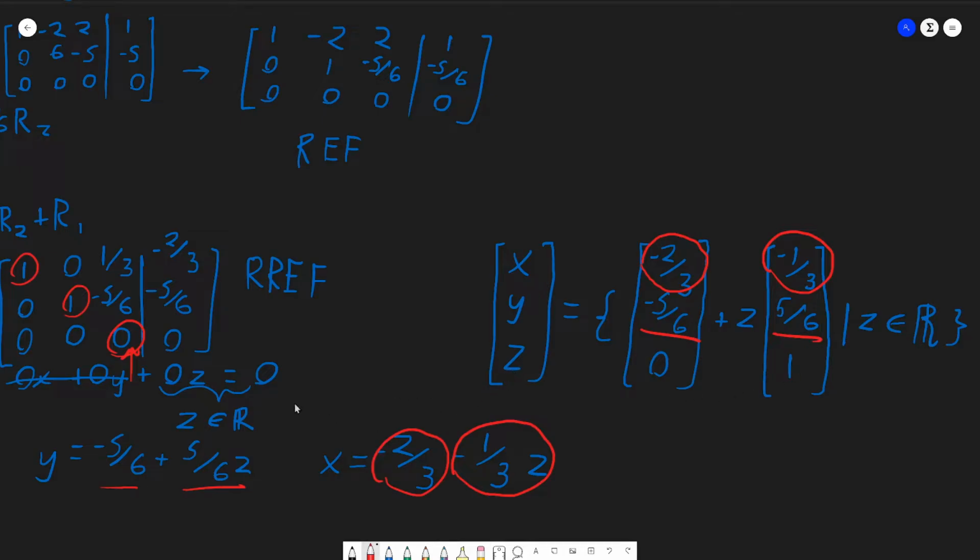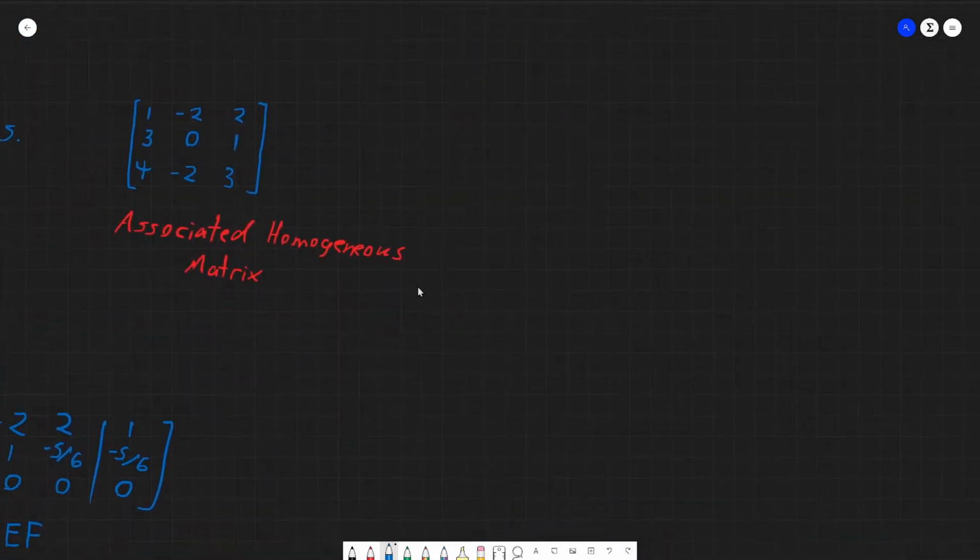Z, on the other hand, because we chose it to be the free variable, which is what we did over here, we could have chosen x or y, but we chose z because these other equations have leading entries in the x and y positions, so it just made sense to choose z as the free variable because it would be easy to solve for x and y. Z is equal to 0 plus 1 of itself, and that's exactly what we have here, that z is equal to 0 plus 1z. Now we're going to solve the homogeneous system, and we're going to see how that is similar, the associated homogeneous matrix.